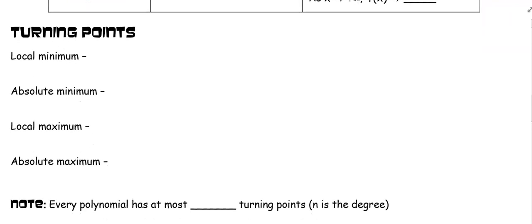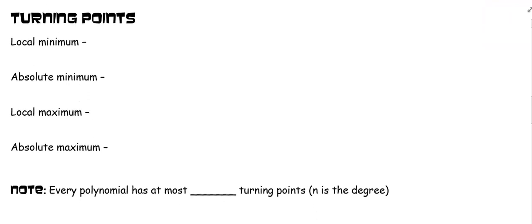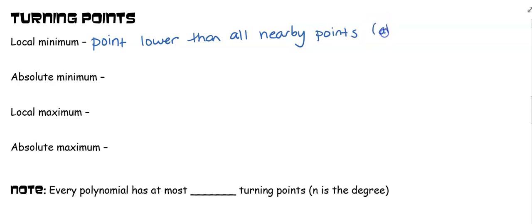Next are turning points. Now we have talked about mins and maxes, but we're going to be adding in absolute mins and absolute maxes as well. So we're going to add a little bit here. A local min is a point lower than all nearby points. If your graph has lots of mins, you're going to include every single minimum value under the local minimum category.